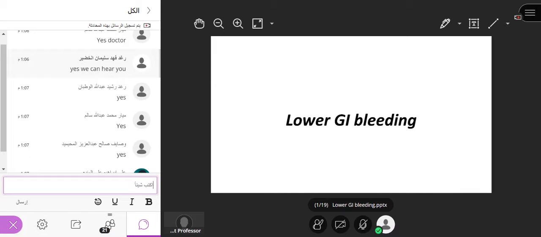But diverticular disease is the main cause of lower GI bleeding. So we have added this into lower GI bleeding as well. What are the causes of lower GI bleeding, and specifically dealing with these later on. So first we understand lower GI bleeding.